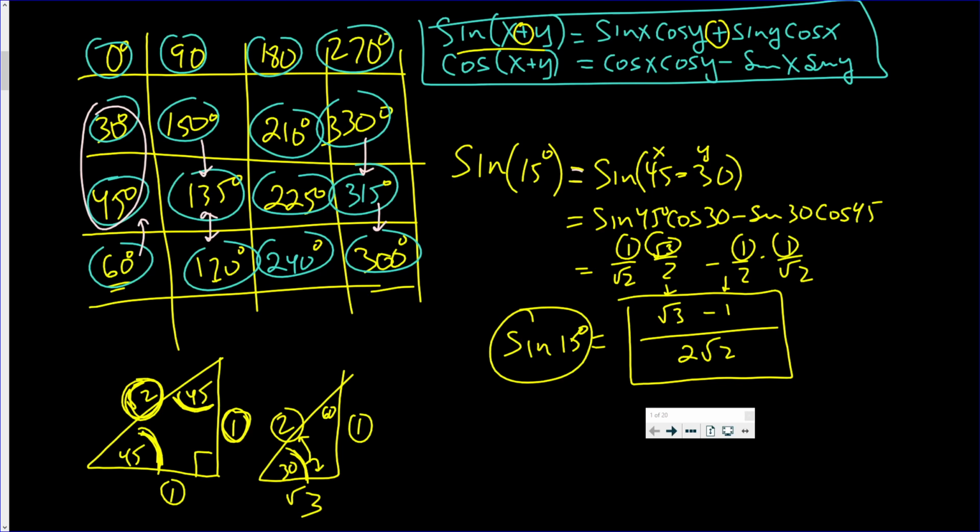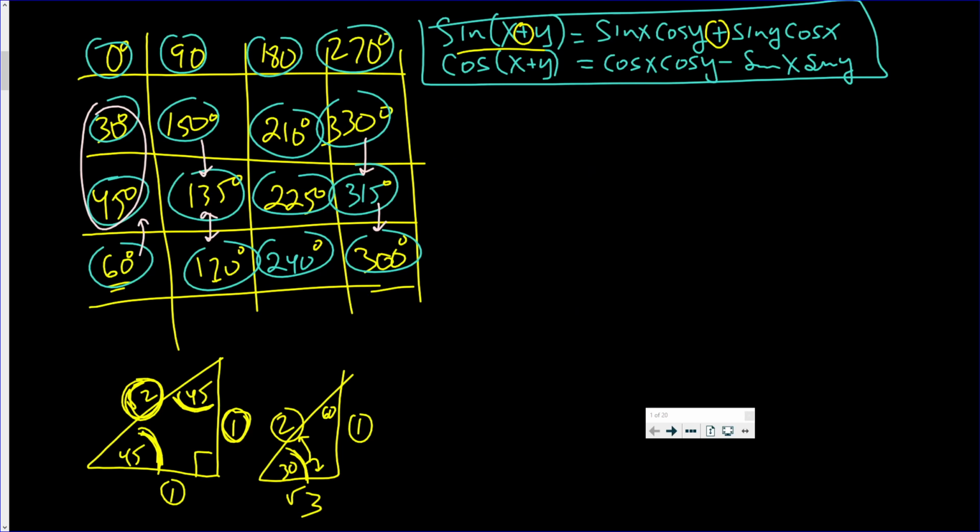Okay. Again, I love to have this table in front of us, and the two formulas at the top. If you were now asked to find the cosine of 75 degrees, well, you want to write this as a sum or difference of numbers in this chart. Well, I just happen to look right here and I noticed that 30 and 45 add up to 75.